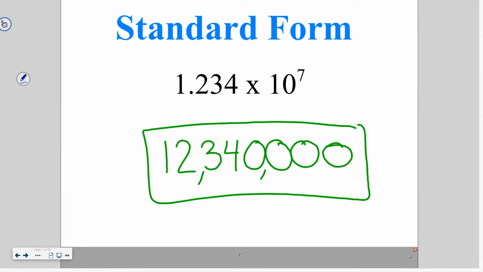So we moved 3 spaces to get rid of the decimal, which means we need to add on another 4 zeros and then throwing those commas in at the end. If you have questions about getting numbers back into standard form, please let me know when you get to class.